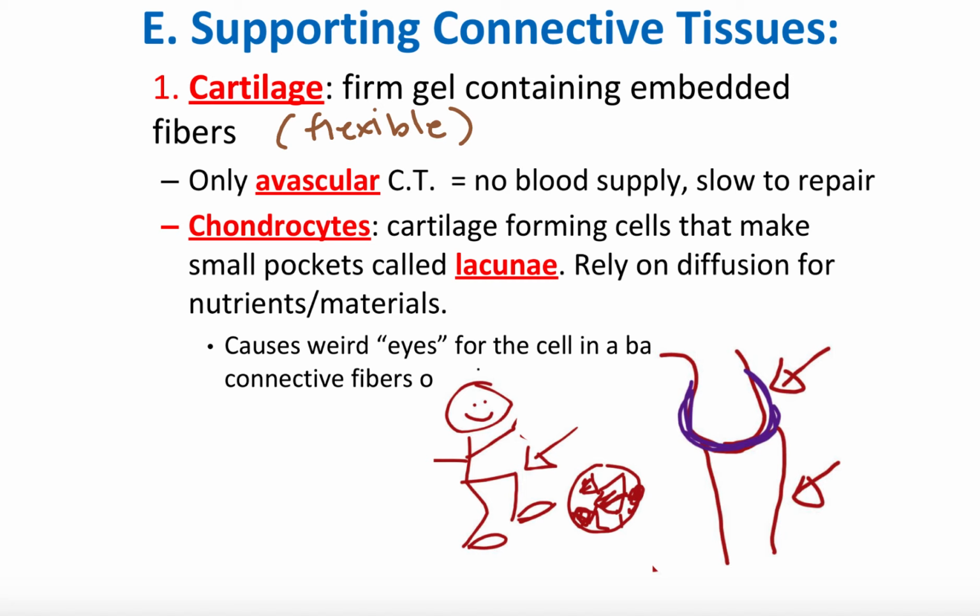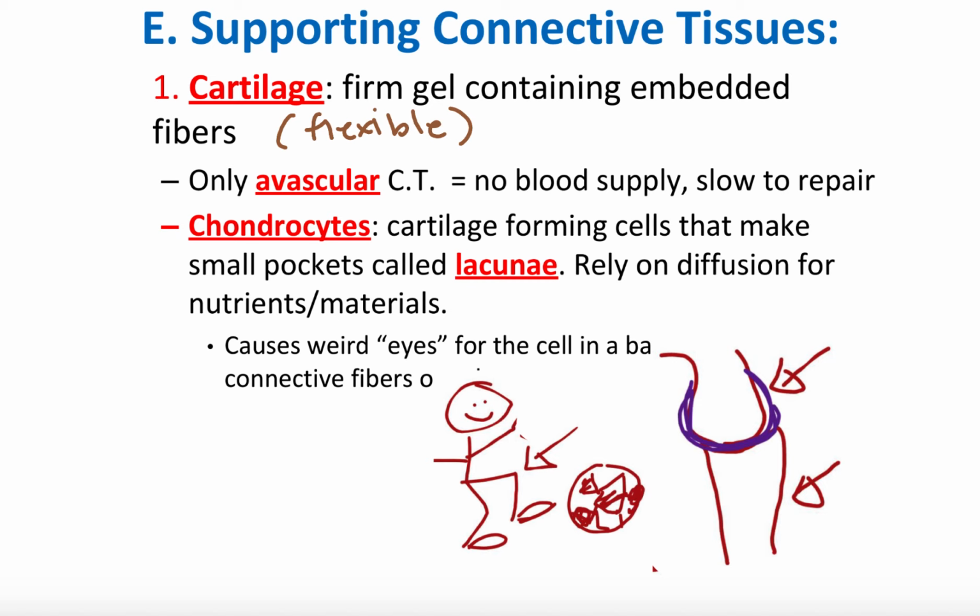Okay? Now, the cells that actually help form cartilage are called chondrocytes. So the cells that you see in cartilage are the chondrocytes, and they're dumping out the firm gel and fibers that are forming the matrix that help ultimately build the soft, flexible, but still rigid cartilage that's all throughout your body.